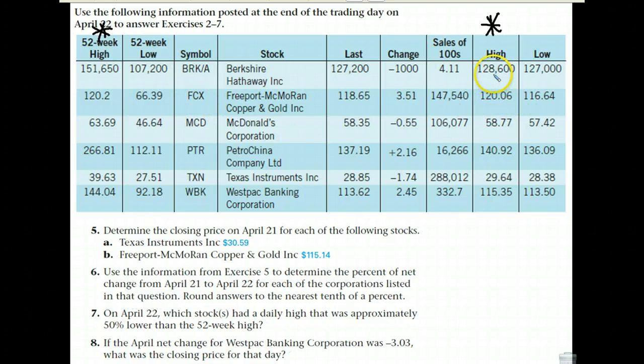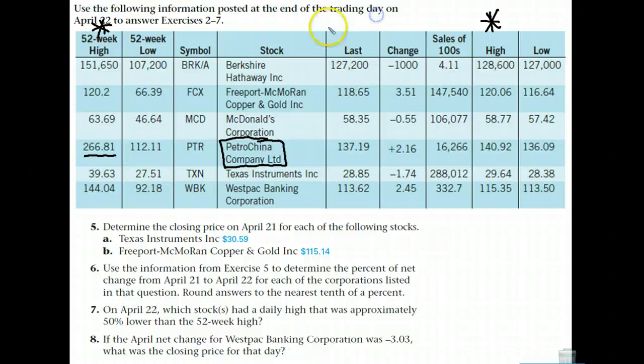So as we go down the table here, 128.6, that doesn't look to be 50% lower than the 52-week high for Berkshire. If we test Freeport, these numbers are very close, 120.06 and 120.2, so that's not what we're looking for. Here we've got 58.7 and 63. Again, this one doesn't look to be half of that number. 140.92 and 266.81. Now this one looks like it could be reasonable. If you took half of that 266, you're looking at about 130, where this is a little more than that, so 140. So this looks like PetroChina is the one that we're looking for. That's the stock that had a daily high that was approximately 50% lower than the 52-week high. All right, so let's keep on moving.